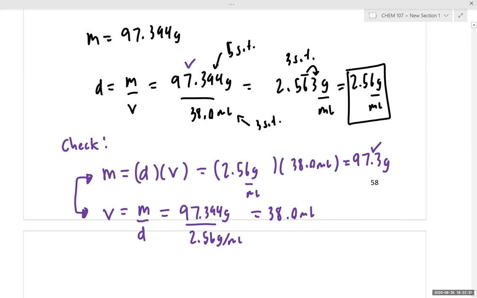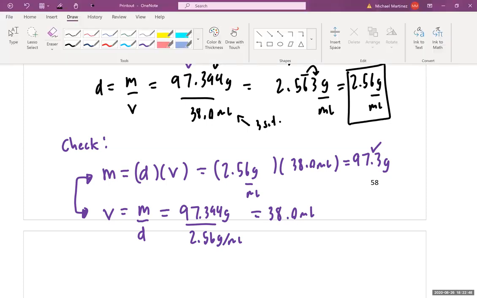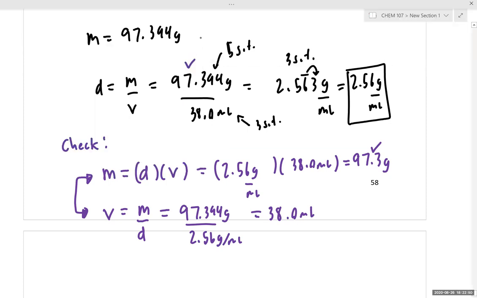Does this idea of checking your work make sense to everyone? It's a nice trick, and it's a nice way to have more confidence in your submitted results. If you start getting wildly different answers when you recalculate your mass and volume, then I would go back and check your work once again. So, are there any other questions on these examples? Any other questions on these concepts in Unit 1?